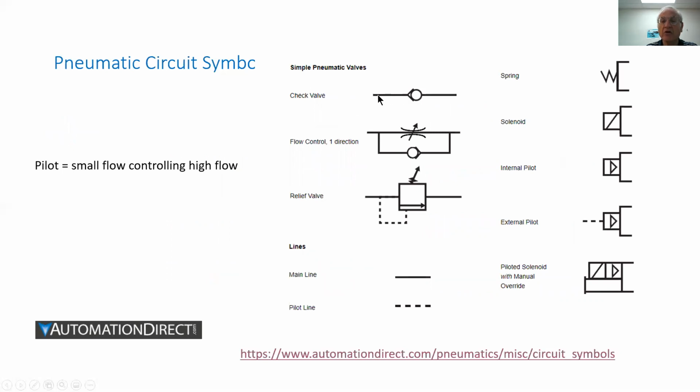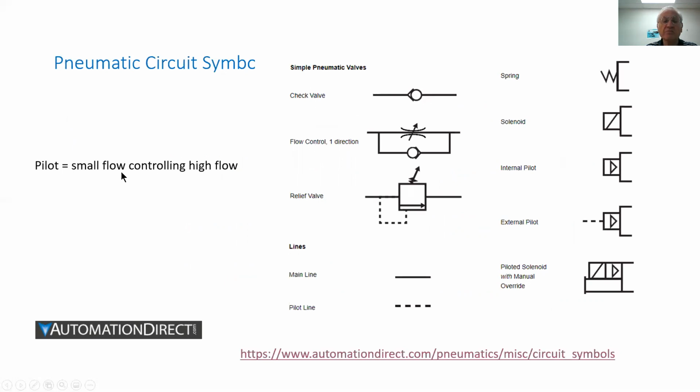The fluid flow can go only in this direction. It's going to push the ball, which is set with the spring, but it cannot flow in the other direction. We have a flow control valve. We have a relief valve, which we talked about earlier. These are main line and pilot line.